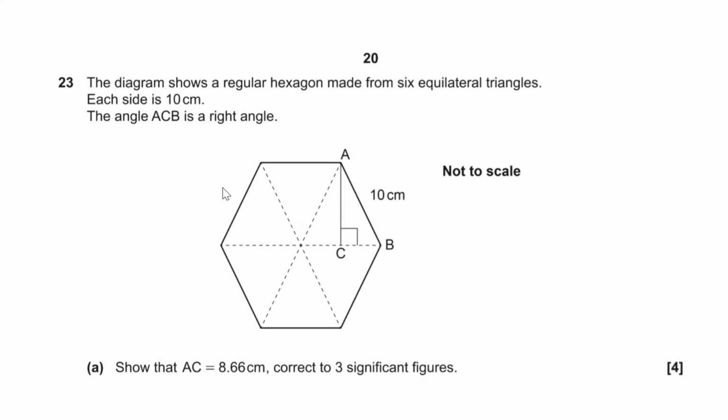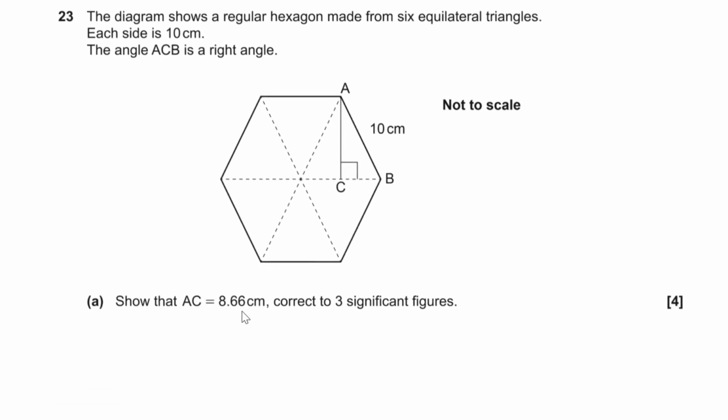Question number 23. The diagram shows a regular hexagon made from 6 equilateral triangles, and each side is 10 centimeters, and the angle ACB is a right angle, and we have to show for part A that AC is equal to 8.66, correct to 3 significant figures.